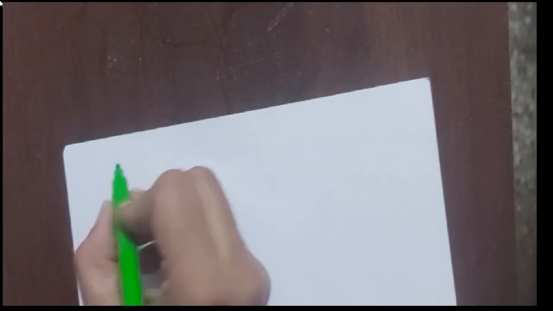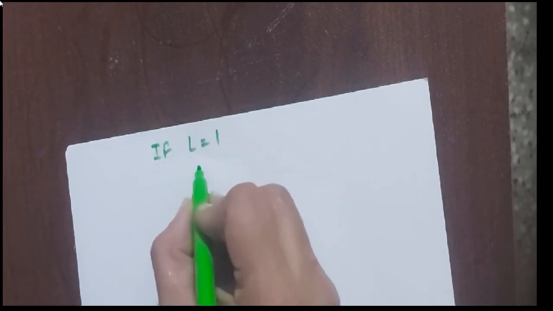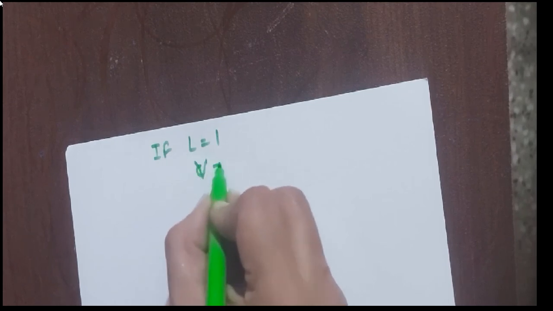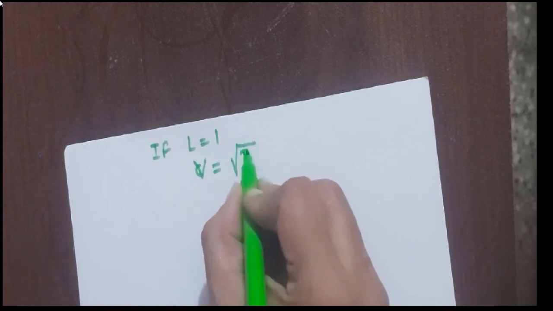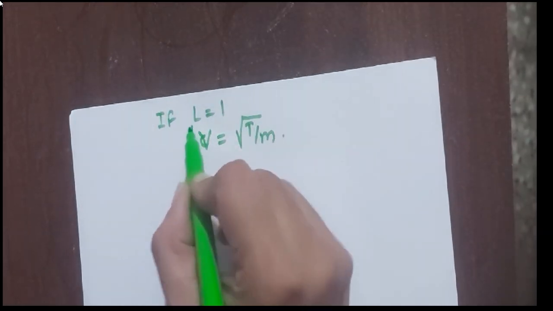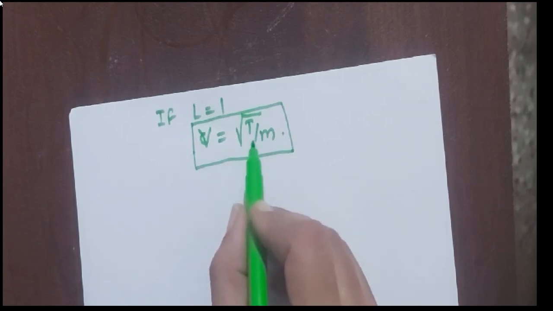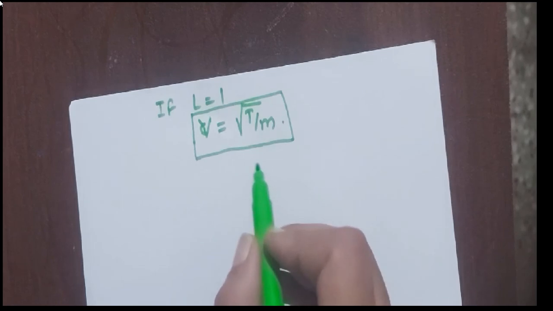If length is equal to 1, then C or V, velocity is equal to under root T by m. This is a very important formula. Velocity of the transverse wave is given by under root T by m, where T is the tension and m is the mass.